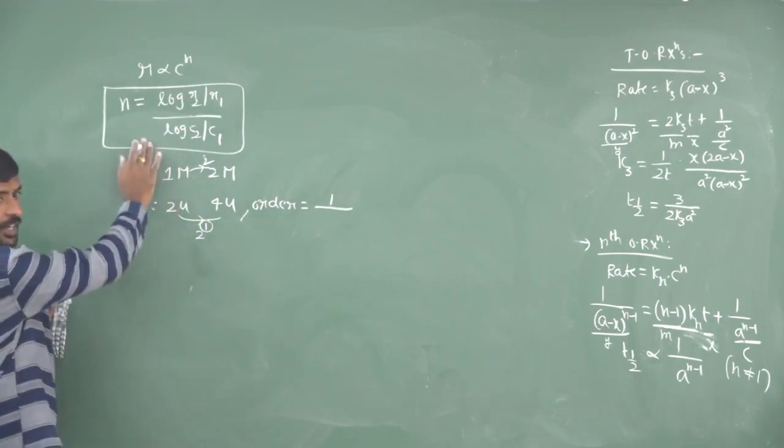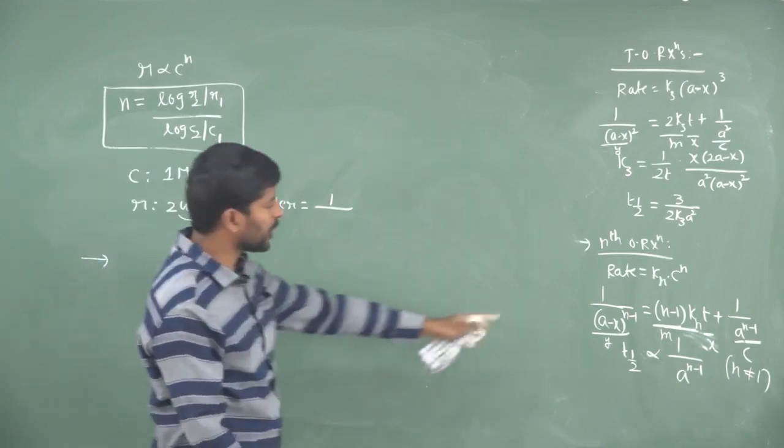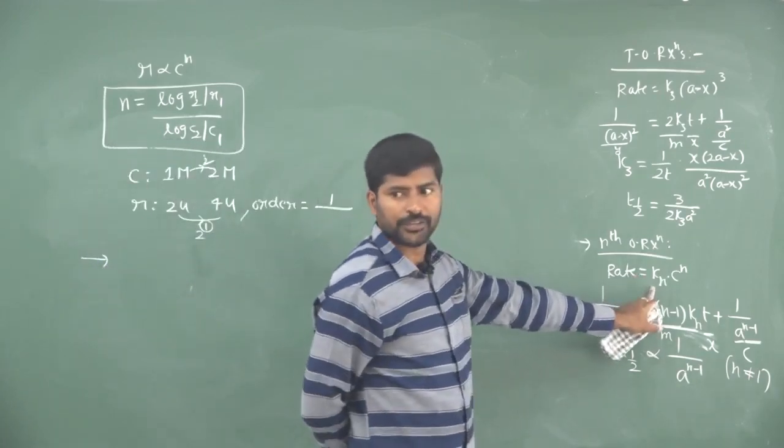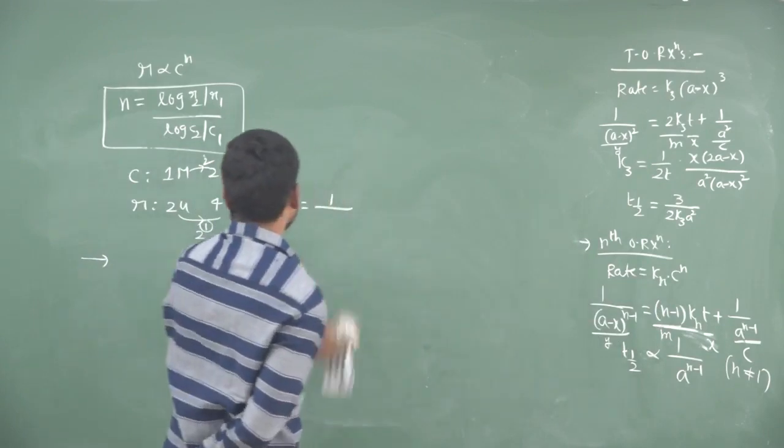This is called the differential method, since we are using the differential form of the rate equation.